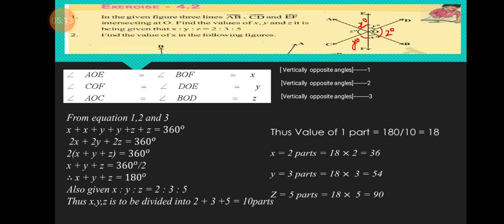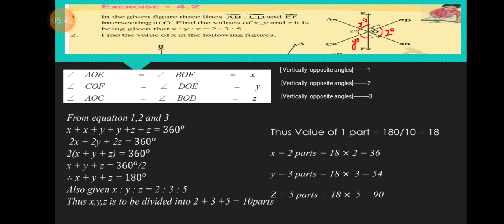and x plus y plus z is equal to 180. But in the question, it is also given to us that x is to y is to z is equal to 2 is to 3 is to 5. The meaning is x, y, z are divided in 10 equal parts, that is 2 plus 3 plus 5. x is taking 2 parts, y is taking 3 parts and z is taking 5 parts. So, let us divide the sum of the angles x, y and z into 10 equal parts.